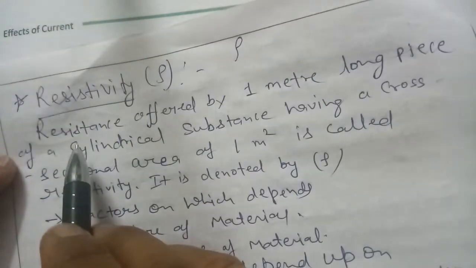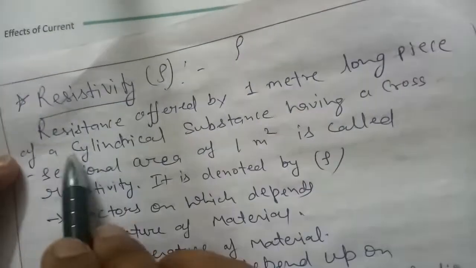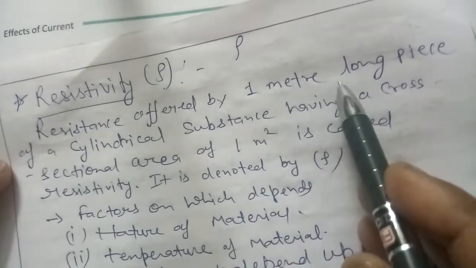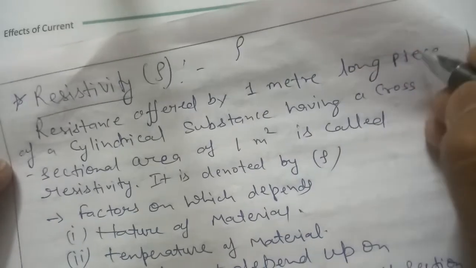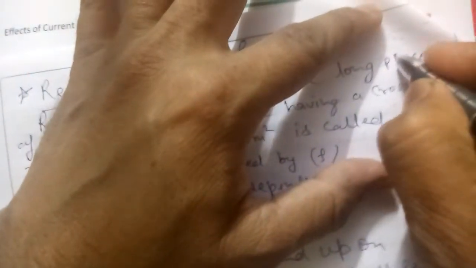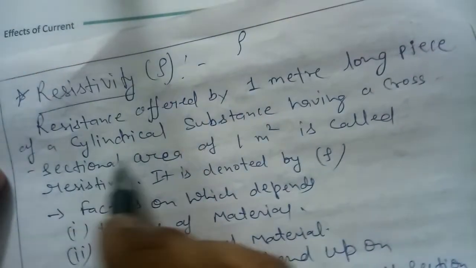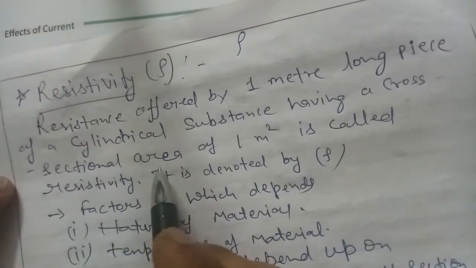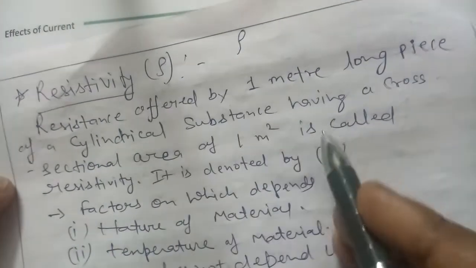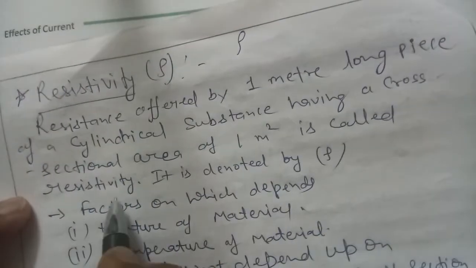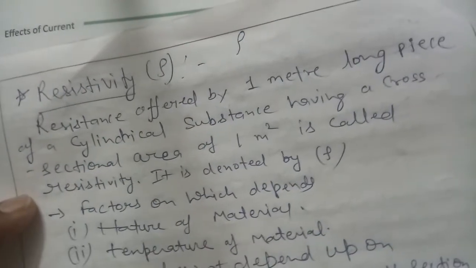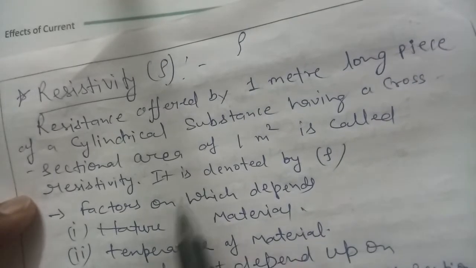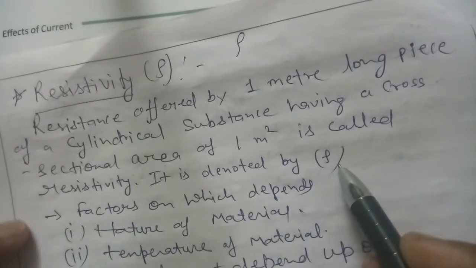The proper definition of resistivity is the resistance offered by a 1 meter long piece of a cylindrical substance having a cross-sectional area of 1 meter square. So the meaning is that the resistance of 1 meter of wire is called resistivity. It is denoted by rho.